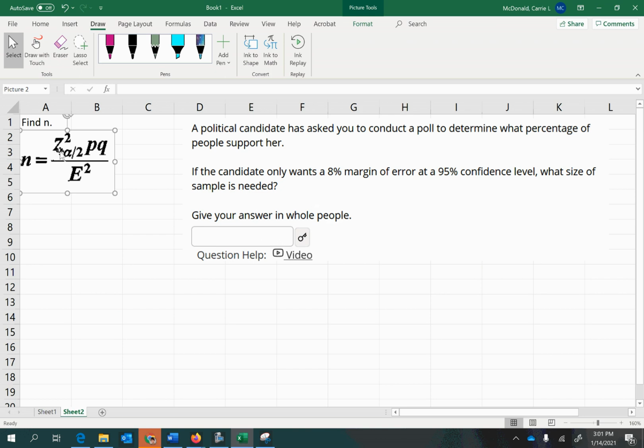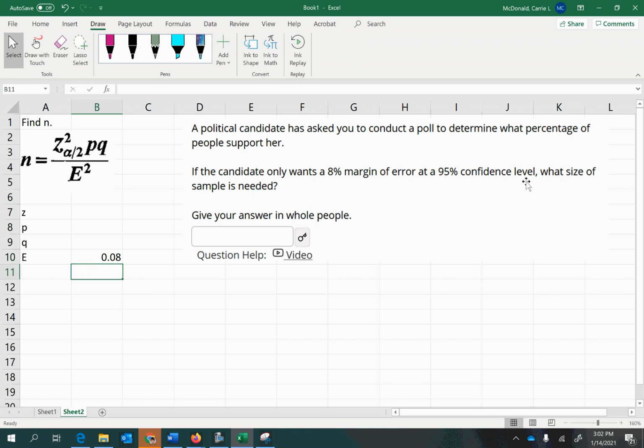All right, so now we just have to gather all the stuff that goes in there. We're going to need Z, P, Q, and E. All right, so now let's read through the problem and see what we have that we can use to get the answer, the pieces here. So it says if the candidate only wants 8% margin of error, okay, that's our E, so 8% is 0.08 as a decimal.